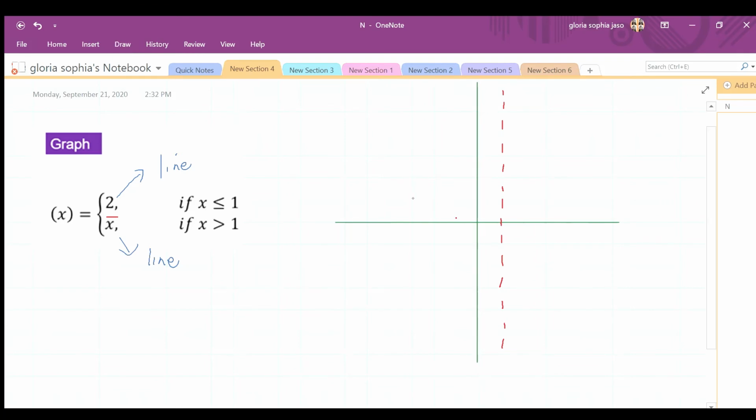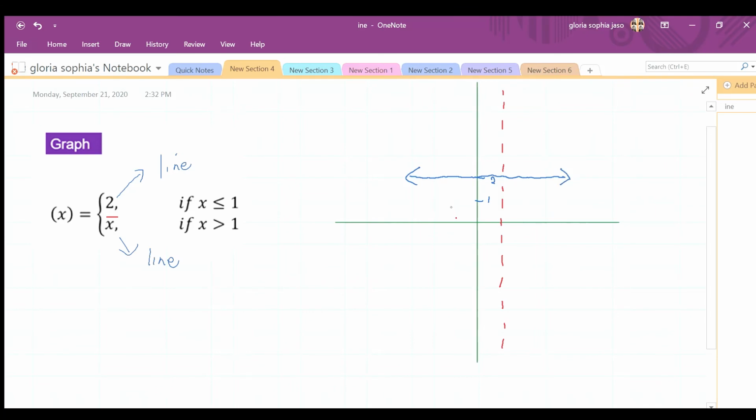So, yung pinakauna class is, ito. If x is less than or equal to 1, 2 daw. Pag constant function class, it is a horizontal line lang. So, kahit anong i-input natin, ang magiging graph niya is a line. Dito sa 2. Okay. So, yan yung itsura ng graph natin.